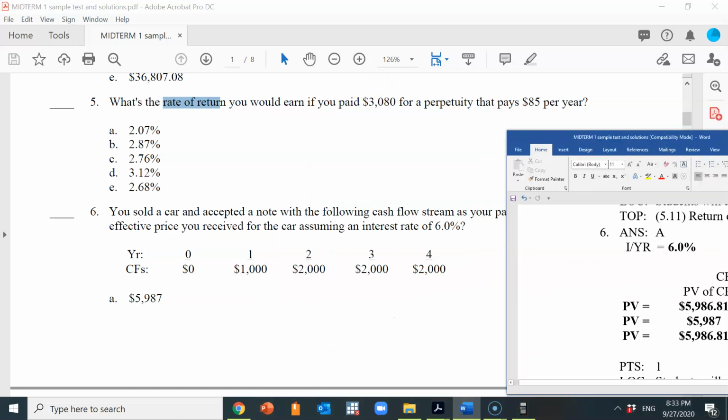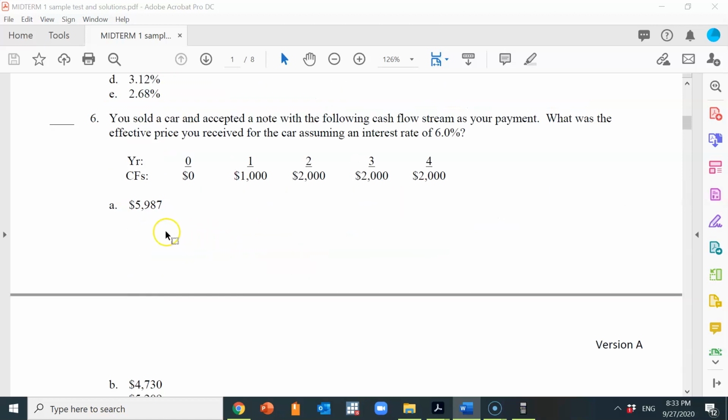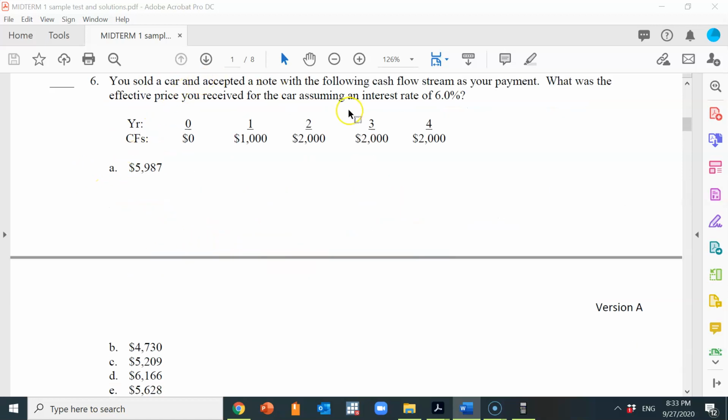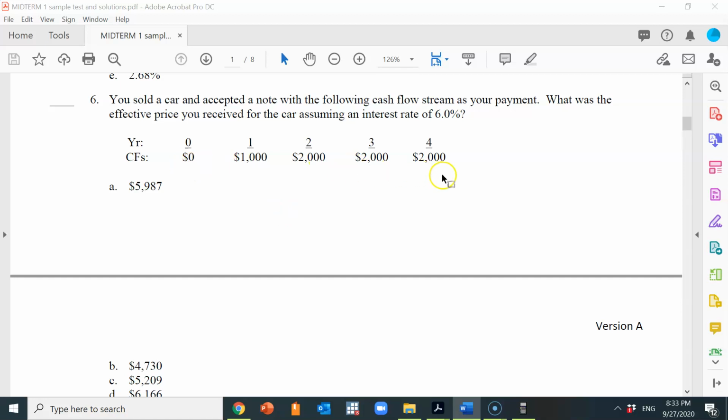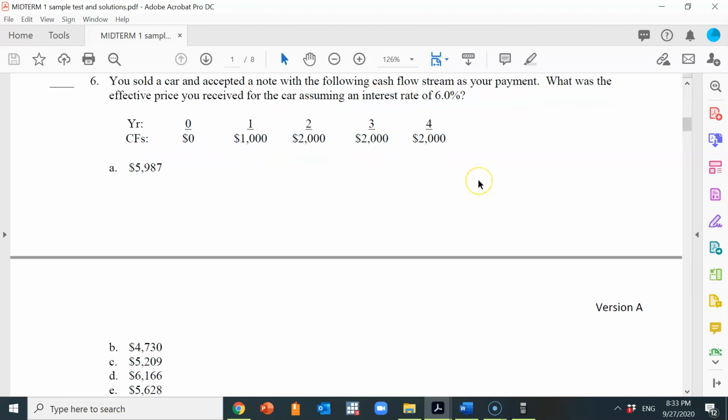All right, question 6. You sold a car and accepted a note with the following cash flow streams as your payment. What was the effective price you received for the car, assuming an interest rate of 6%? So you have uneven cash flow here. You have 4 uneven cash flows and an interest rate of 6%. You want to know the present value. We need to use the uneven cash flow function on the calculator.